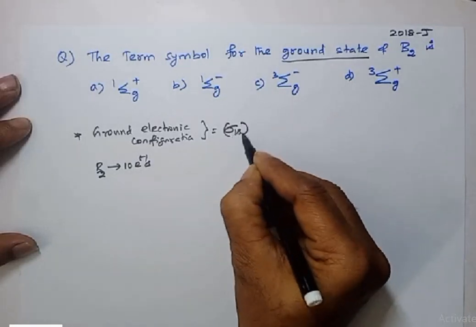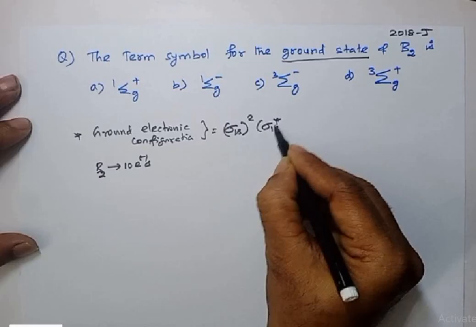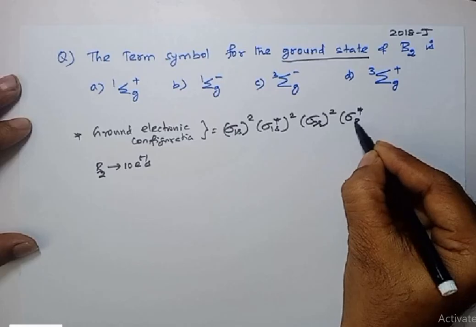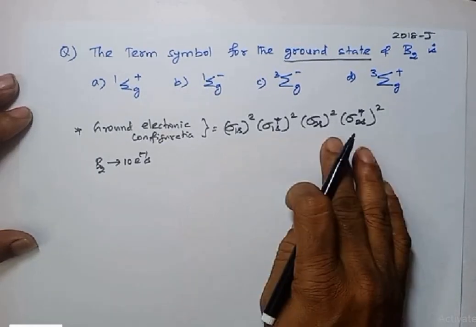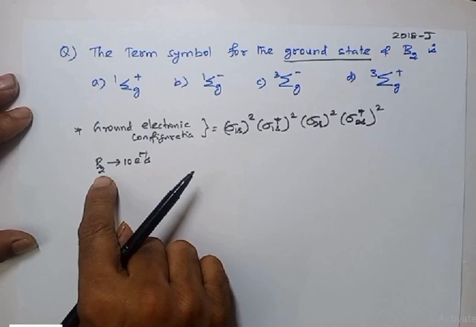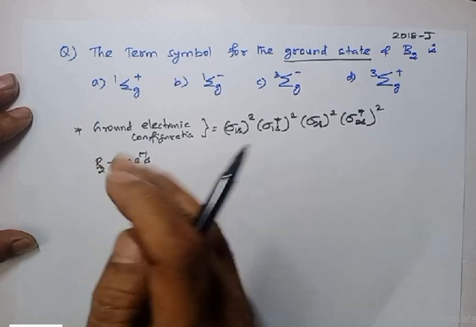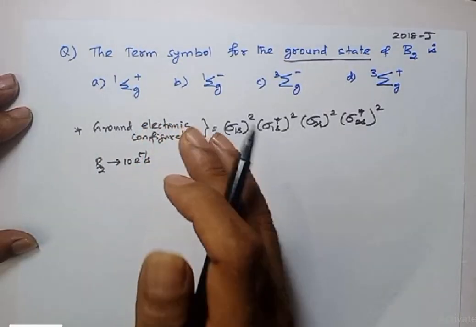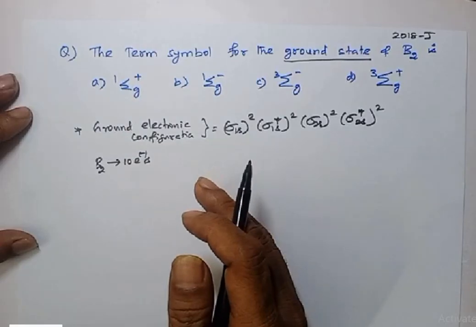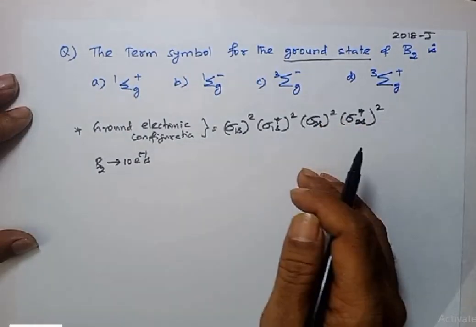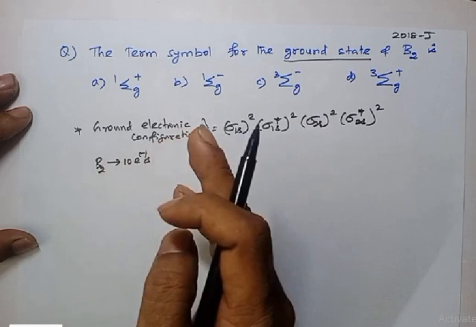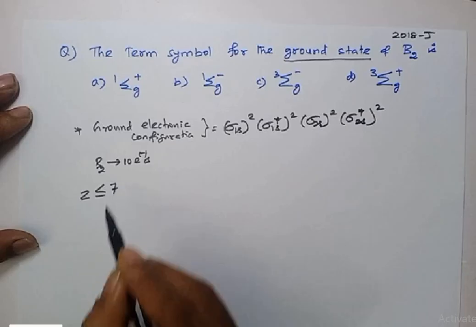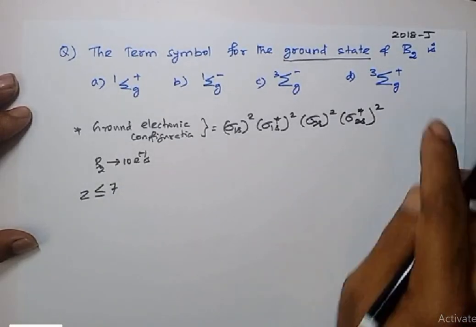Sigma 1s2, sigma star 1s2, sigma 2s2, sigma star 2s2. Okay, after filling this, you know very well, the atomic number of boron is 5, which is less than 7. If the atomic number is greater than 7, then the arrangement is different. Since it is less than or equal to 7, the pi orbital should come first.